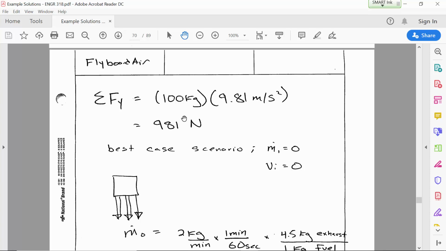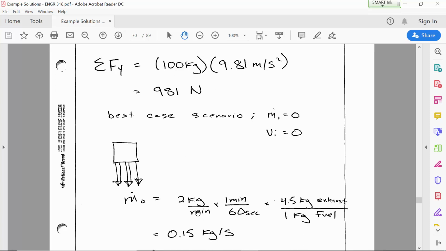100 kilograms is the mass of the rider plus all of the equipment, so that's 981 newtons. And if you're burning 2 kilograms per minute of fuel, and 1 kilogram of fuel gives you 4.5 kilograms of exhaust, then you can see that the mass flow rate is going to be 0.15 kilograms per second. So that's the mass flow rate of the exhaust.